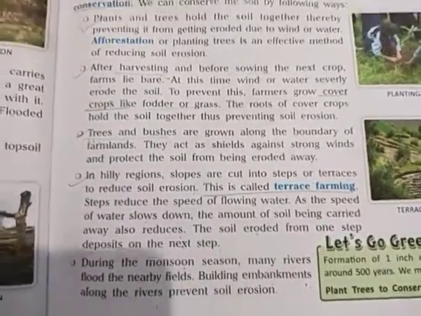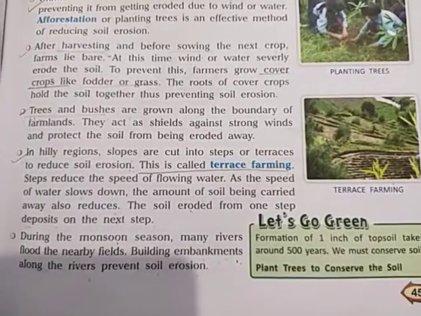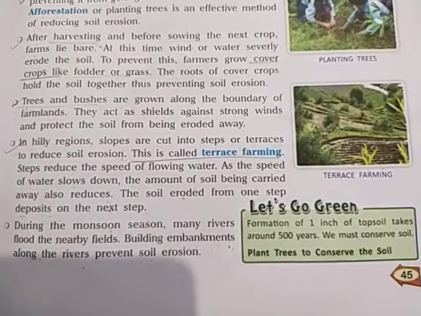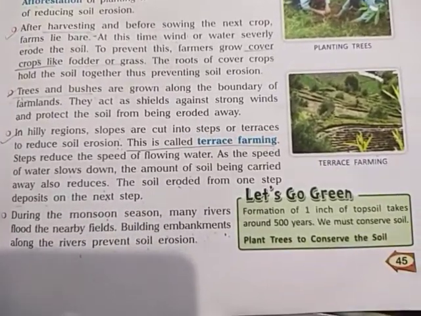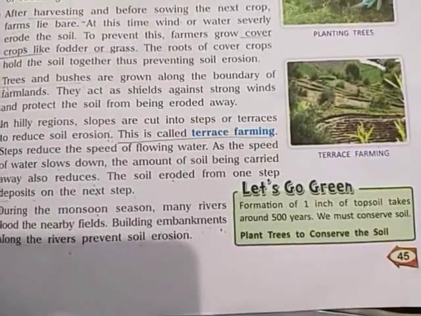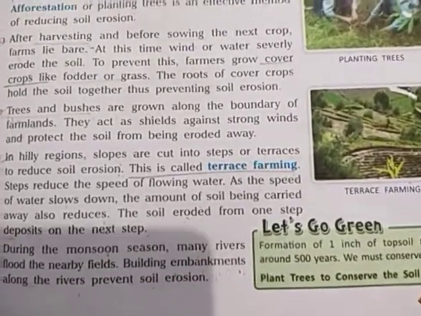Now the next is trees and bushes. They play a very important role. We can use these bushes and trees as a boundary, so they can prevent the water flow and also the flow of soil along with water. That is why they also help in preventing soil erosion.